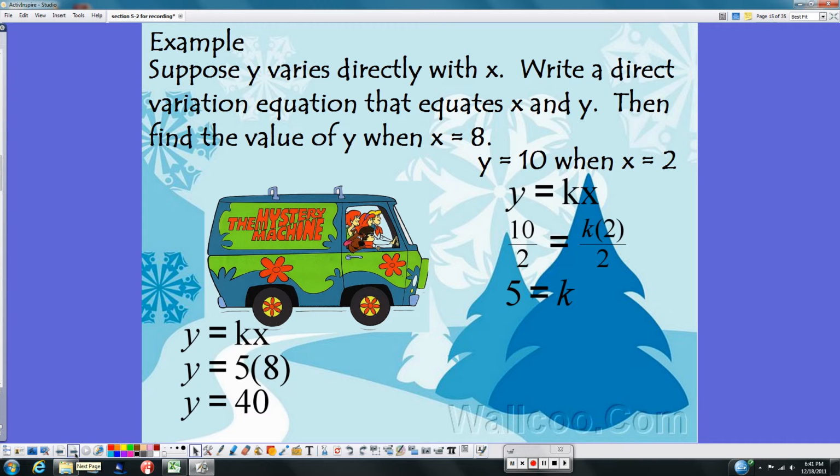In this last example, y equals 10 when x equals 2. We're going to substitute into our formula 10 equals k times 2. Divide both sides by 2 to get k equals 5. And then what's y going to equal when x equals 8? Well, we substitute in 5 for k and 8 for x, and y equals 40.